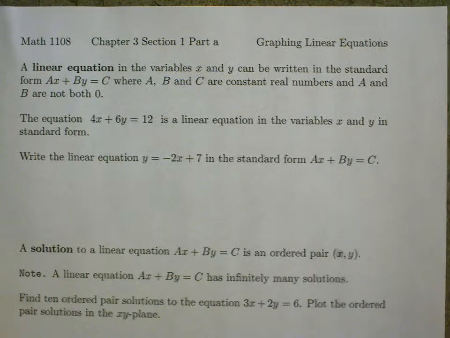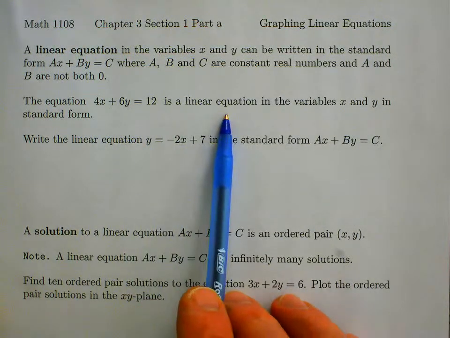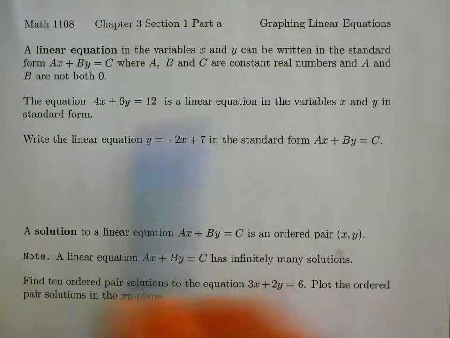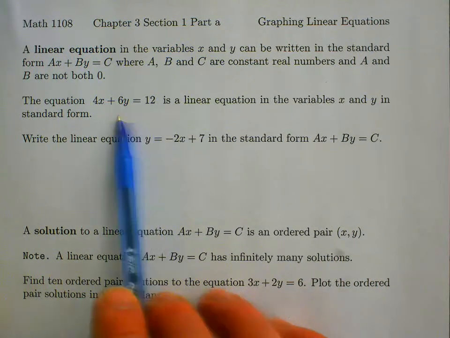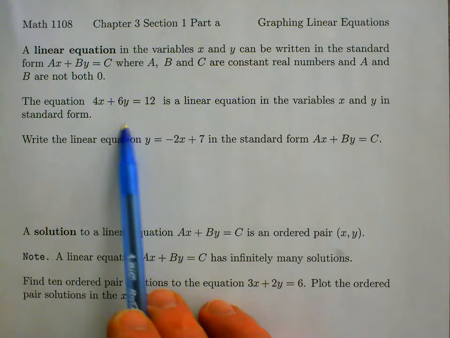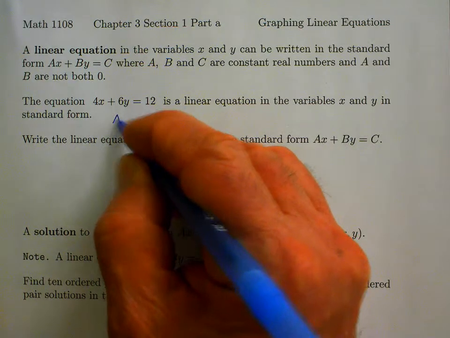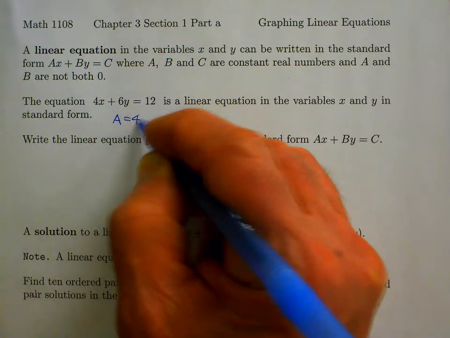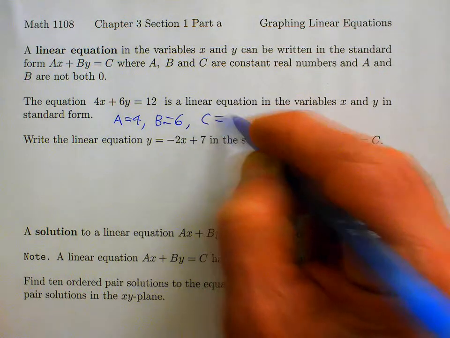Okay, here's an example of a linear equation in the variables x and y that's in standard form. The equation 4x plus 6y equals 12. So in this example, capital A is 4, capital B is 6, capital C is 12.